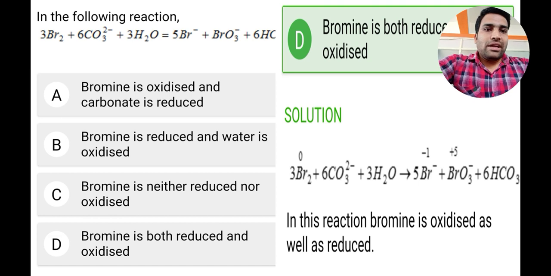because here we have a look at the solution. 3Br2, in its elementary state, its oxidation state is 0, plus 6CO3 2- plus 3H2O, gives 5Br-, that is -1, and BrO3-, here the oxidation state of Br is +5, plus 6HCO3-. So here Br has oxidation states of 0, -1 and +5. In this reaction, bromine is oxidized as well as reduced. So that's why option D, bromine is both reduced and oxidized.